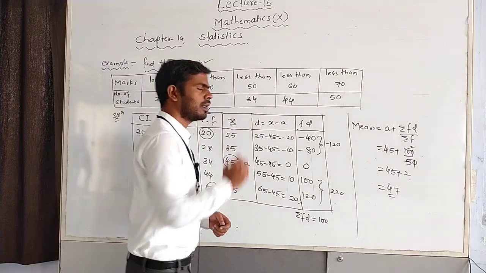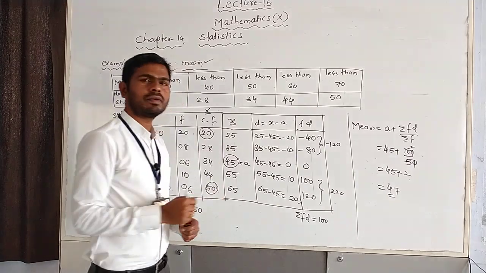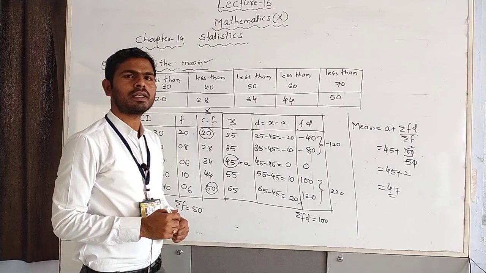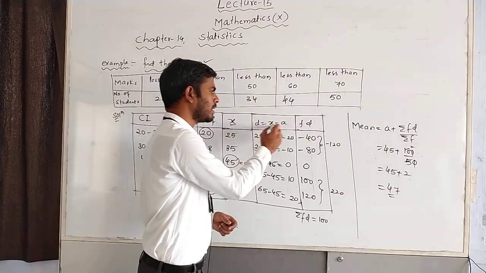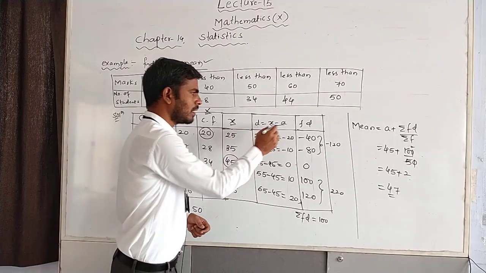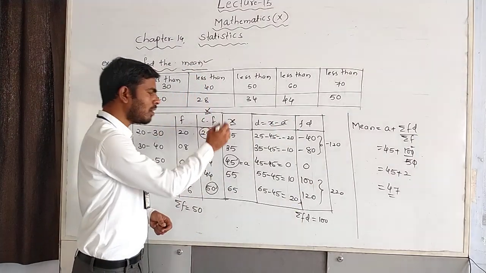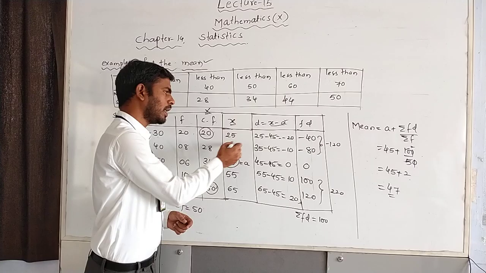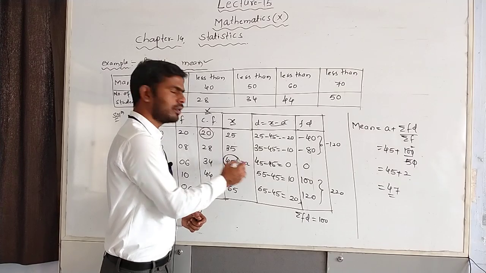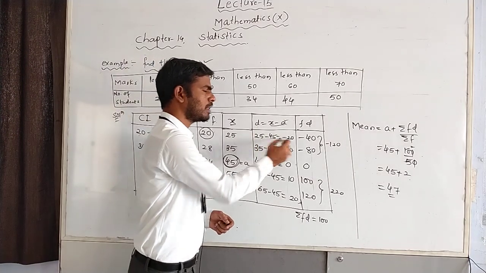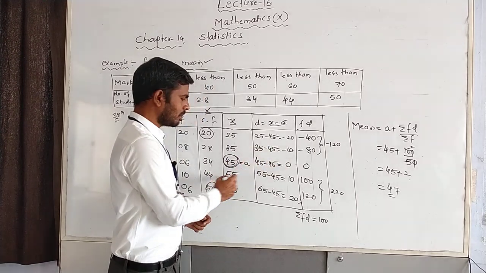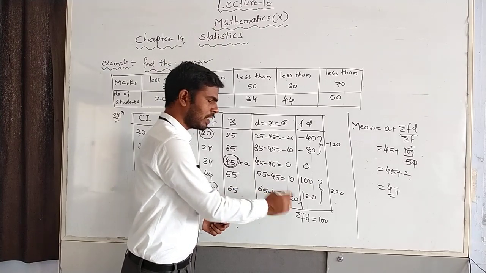Next you have to find out the D. So I am using the assumed mean method here to find the mean. That's why I have to find out the D. You can find it by the direct method or step deviation method also. So D formula is X minus A. X is given already, 25, 35, 45, 55, 65. First you have to find out the A. A means the middle value of the class interval, or you can take any value of the X as the A value. So I have considered here A equal to 45. So 25 minus 45 is minus 20. 35 minus 45 is minus 10. 45 minus 45 is 0. 55 minus 45 is 10. 65 minus 45 is plus 20.